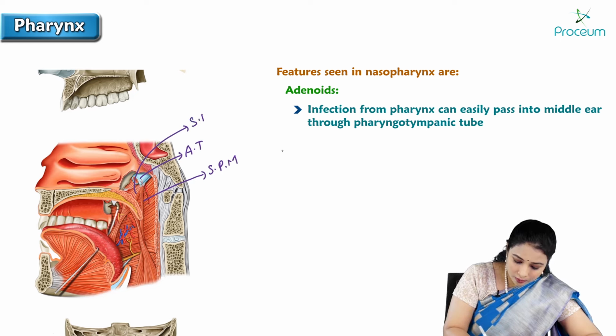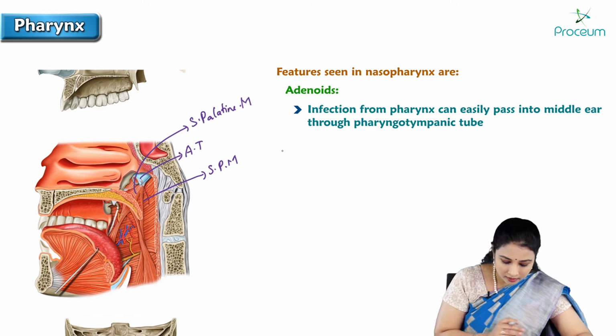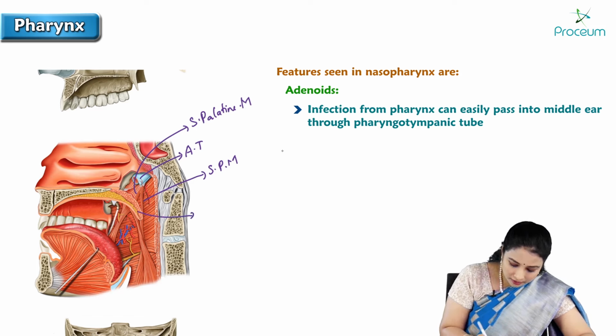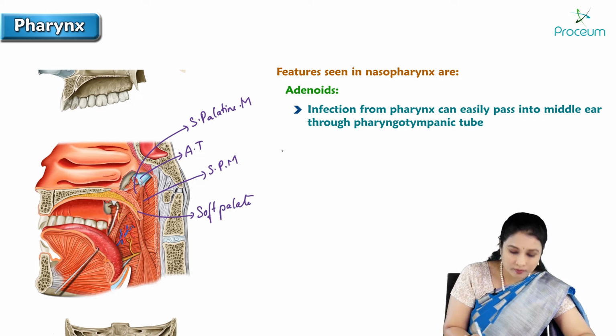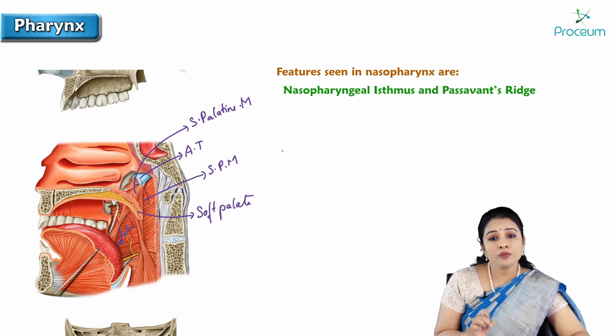This is salpingopalatine muscle, which contains levator veli palatini muscle, and here is the soft palate. And the next important feature is the nasopharyngeal isthmus or passavant's ridge.